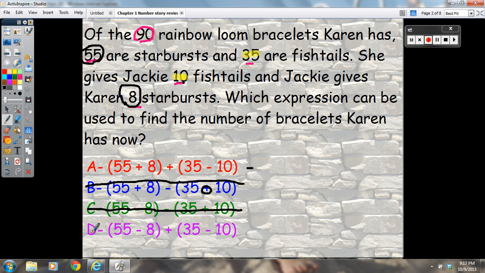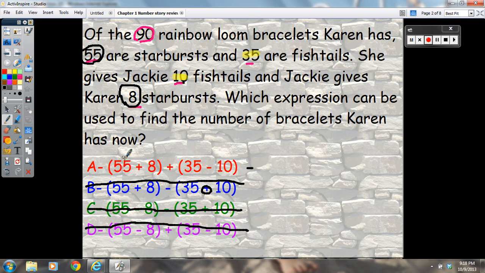Now, by process of elimination, I see this is 55 minus 8. I know that that cannot be the answer to this problem here, because if she has 55 starbursts and Jackie gives Karen 8 starbursts, it has to show the 55 plus the 8. This has to show the 35 minus 10 because of the 10 that she gave away.